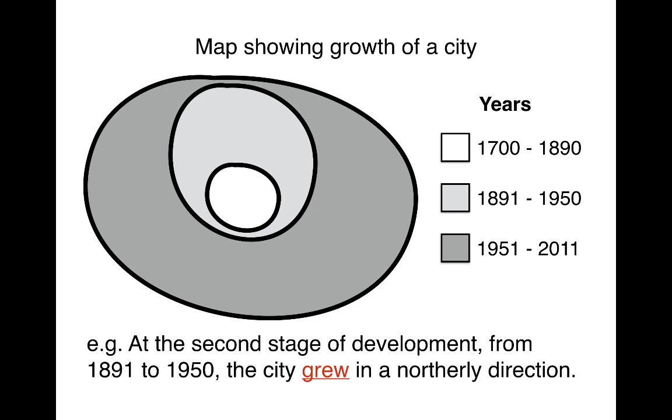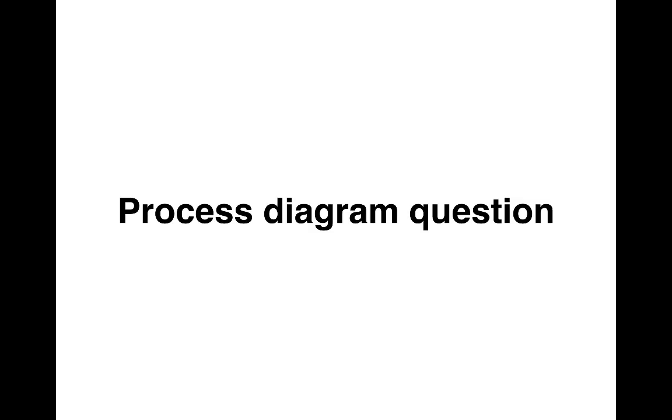The city grew. So maybe the only difference with map questions is that you might not use the passive as much. You might not use it at all because we have a good subject. The city grew. The city became bigger. The city developed. So don't worry about map questions. They can show processes. They can show other things which we'll look at in the next lesson. But if you get a process map with stages, just use today's lesson and think of it as a process description. Now let's move on to today's process diagram question.